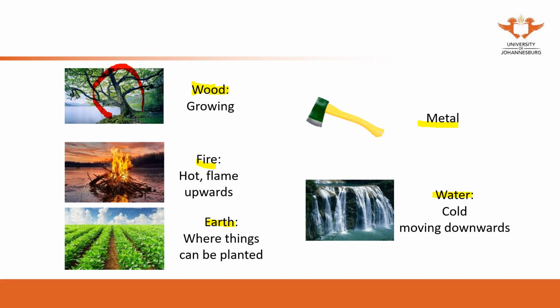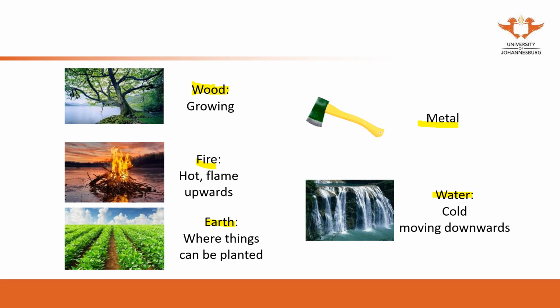So anything growing, and also the wood, as you can see, the branches are very soft. They're very flexible. So anything very soft or flexible, we also put into the category of wood.